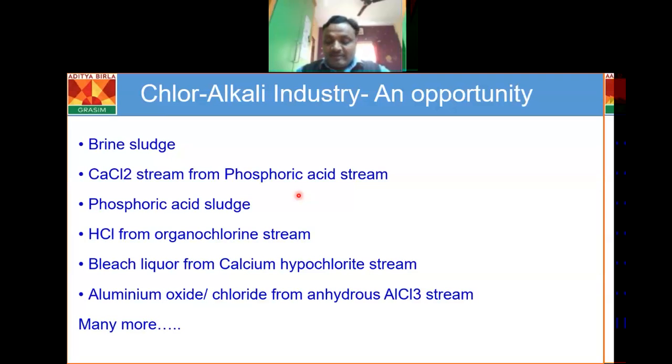Generally, what happens is the industries are concentrated on their production part and not giving much importance to these waste streams. But if we can identify these streams and add value, this will help the environment as well as it will be a sustainable model of operation.